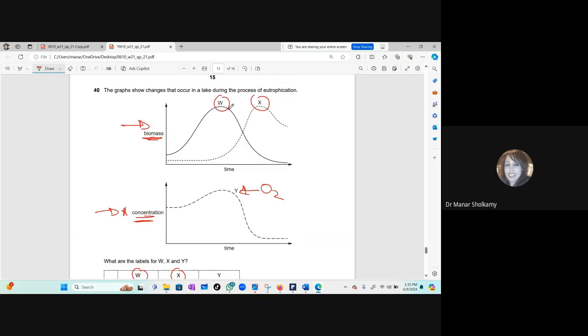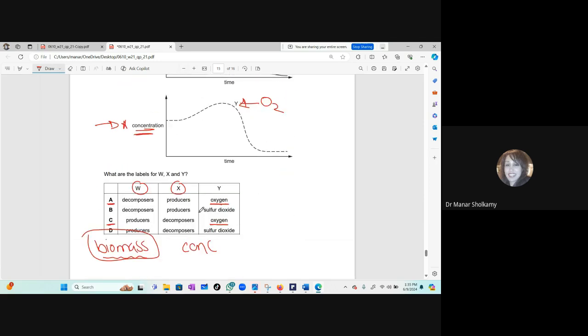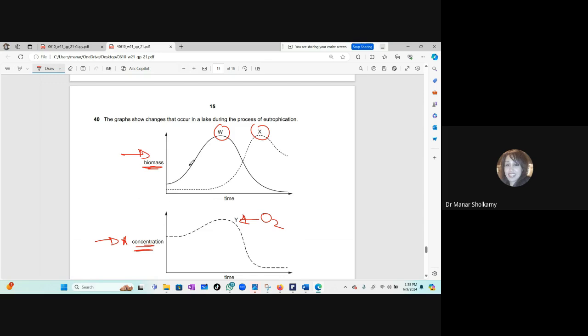Let's go here, W. They both increase and then decrease. But if you notice, W has a great decrease, and X increases and then decreases only a little bit. Which one do you think is suitable to represent a producer, W or a decomposer? Yes, you're right. But why? We need to understand. W is a producer and X is a decomposer.